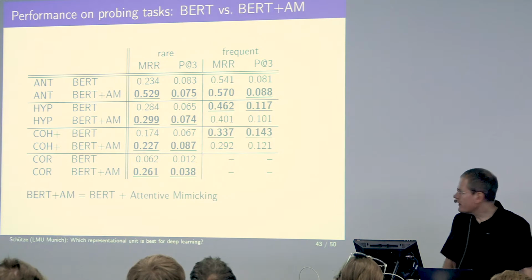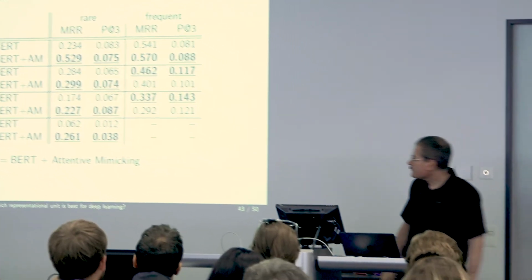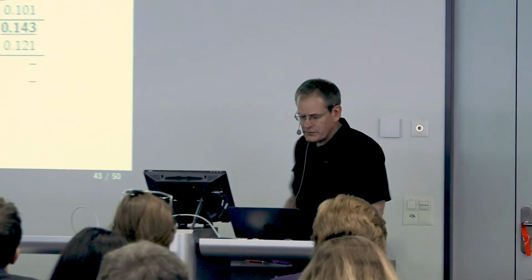Okay, and if we do that, then we get a lot better performance for rare words. Not so much for hypernyms, although we get a good improvement there too, but definitely for antonyms and for co-hypernyms and for corrections. The numbers are much, much better if we do this mimicking. So what we've done here is we've just thrown away the old embeddings, done mimicking, and replaced the old embeddings with the mimicked new embeddings.